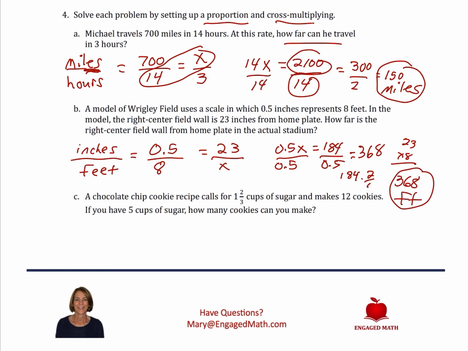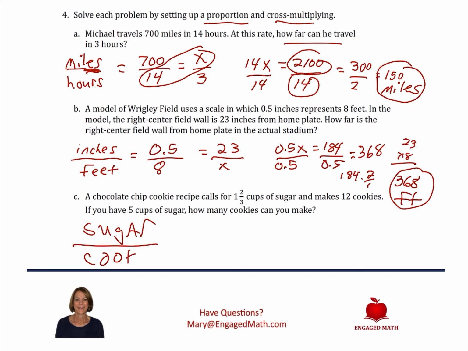Okay, so now we have one more problem, the chocolate chip example. And in this case, we have sugar and we have the number of cookies that are made. So I'm going to write it right here as sugar over cookies.